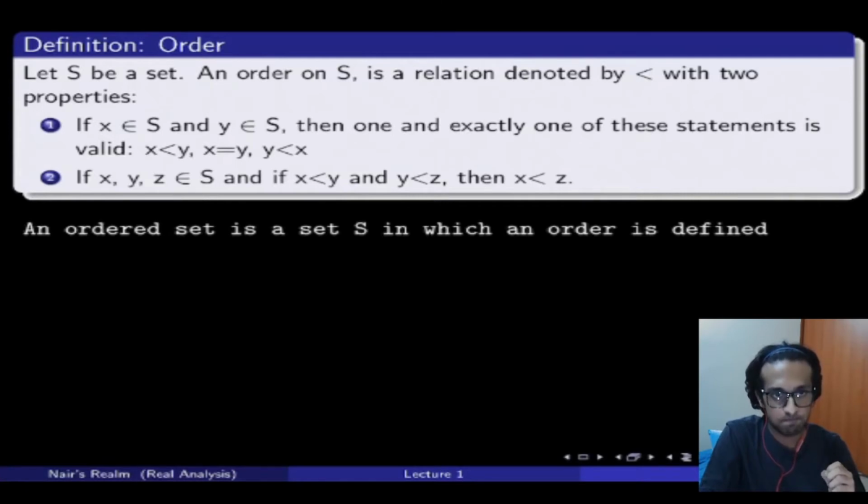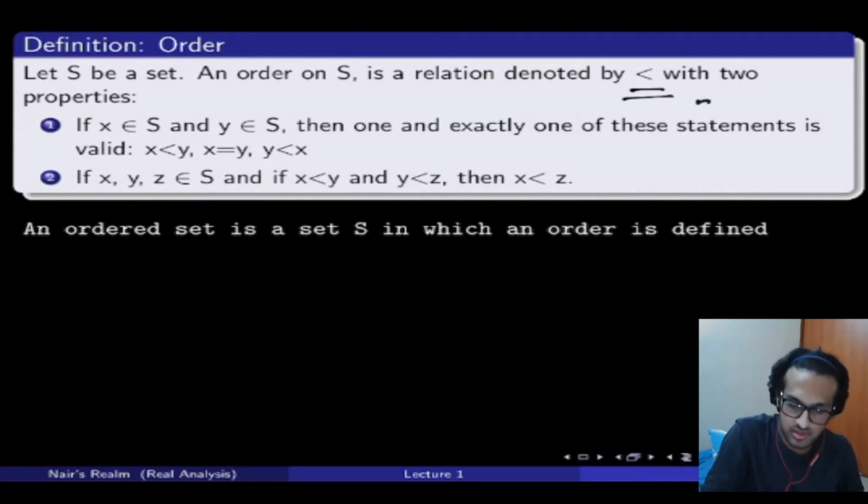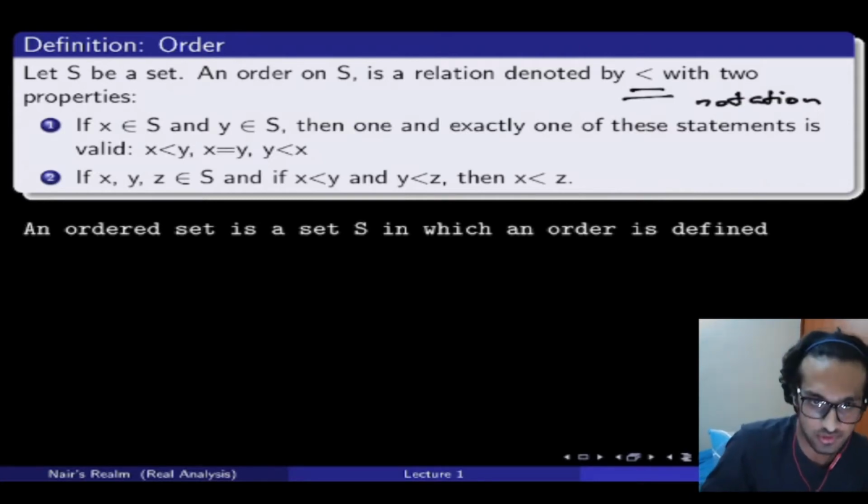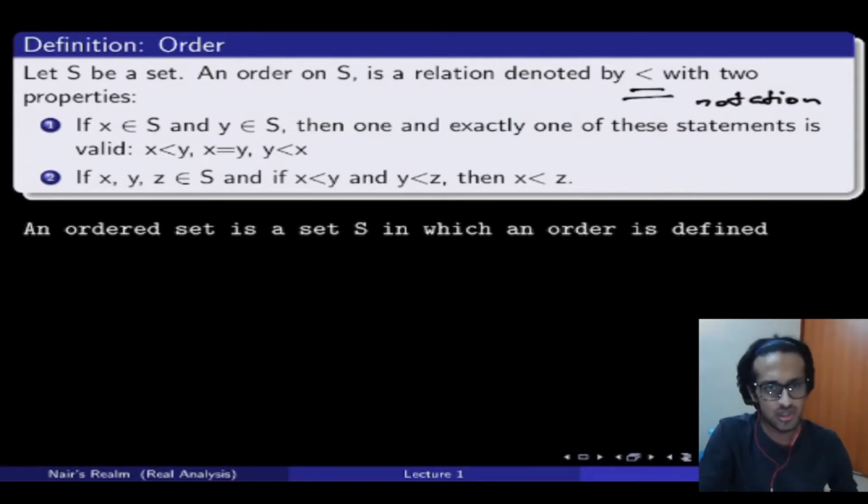If a relation, which is denoted by the lesser than symbol, has two properties. I want you to understand something here. This lesser than symbol that we use here is just a notation, right? We can use this lesser than symbol to define any relation we want. It can be used to define a relation which means greater than, right? So this is just notation of a relation. I just want you to understand that and not get confused, because in real analysis, the notations tend to be a bit confusing.